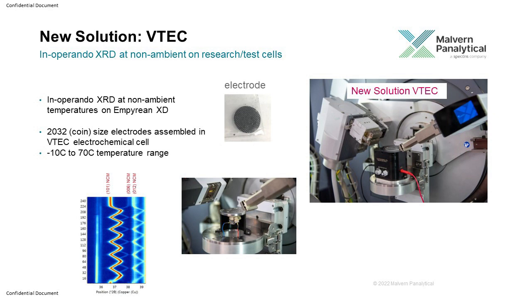If you don't have a pouch cell making facility, then we provide this electrochemical cell. This is the kind of electrode that you prepare, just like for the coin cell. You put these electrodes into our electrochemical cell in a glove box, and after assembling the cell, you bring it to the XRD. Then again you can do the charge discharge cycling, and this is also variable temperature. So you can investigate your battery from minus 10 C to 70 C in this temperature range with in operando XRD.